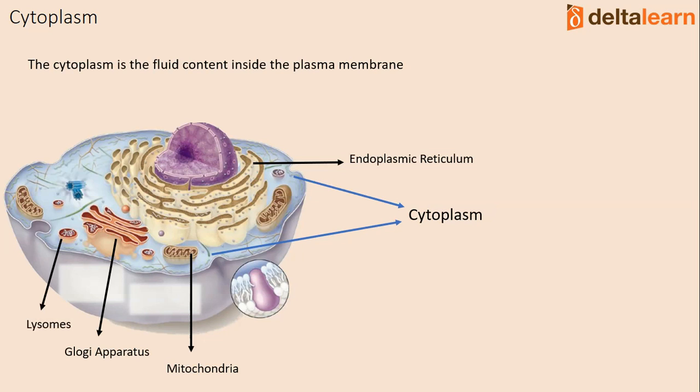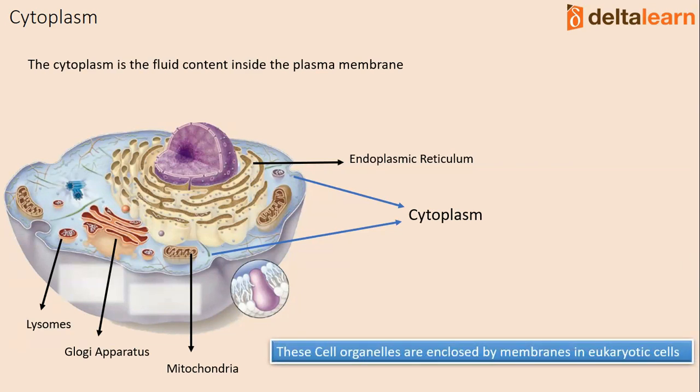Each of these organelles performs a specific function for the cell. Note, these cell organelles are enclosed by membranes in eukaryotic cells, that is, advanced cells. Some of these organelles are visible only with an electron microscope. They are important because they carry out some very crucial functions in cells. Let us learn these organelles one by one.